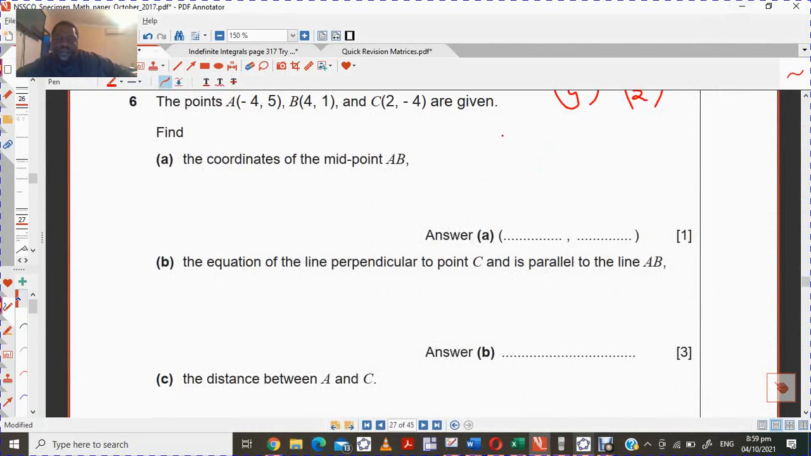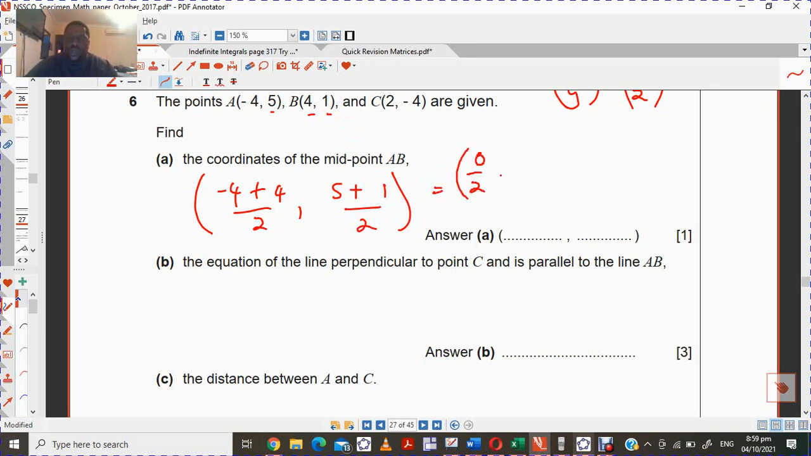To find the middle, you just take the x coordinate of A and the x coordinate of B. In this case, the x coordinate of A is negative 4, added to the x coordinate of B, which is 4, and then you find half of that, the mean. Then you take the y coordinate, which is 5, plus the y coordinate of the other one, and take half of that. So this gives you 0 over 2, 6 over 2, which gives you 0, 3. And that is how you find the midpoint.